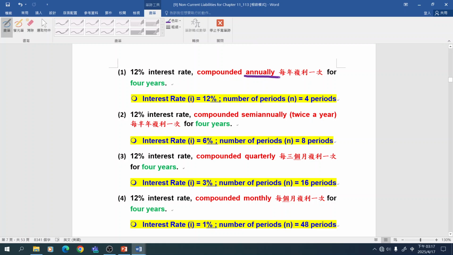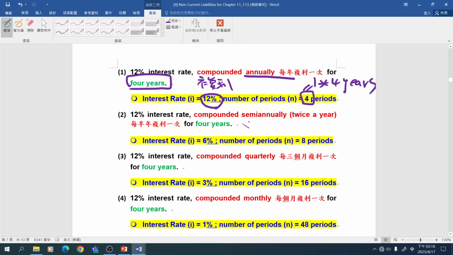Compounding annually. Remember, annually. Compounding means 复利, means the interest incurred. Annually, so each year once, right? So what's I? Each year, market interest rate 12%. What's N? 4 years, right? So it's 1 time for 1 year times 4 years.